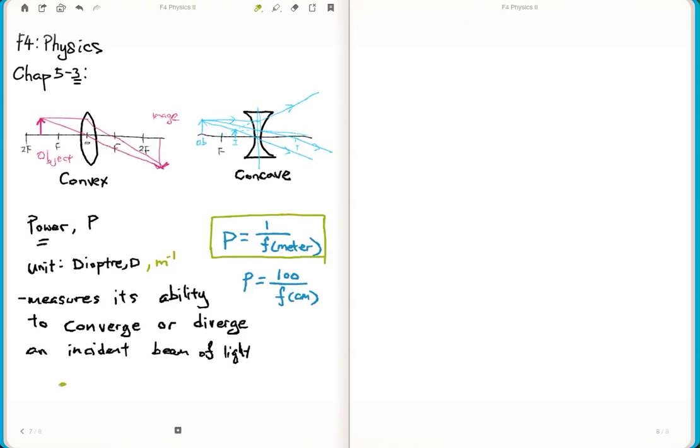Say for example, a question: you're given a focal length equal to 20 centimeters, the focal length of a lens. Then what's the power? Power would therefore be, given centimeters, 100 over 20, unit diopter. So it's actually plus 5 diopter. Positive means it is a convex.